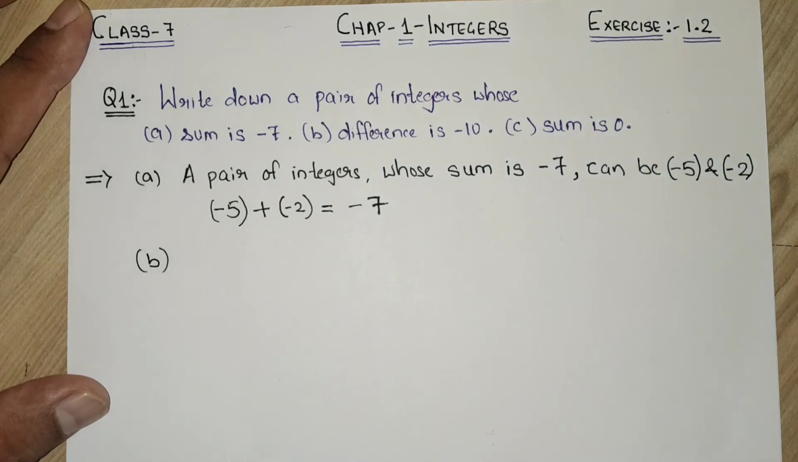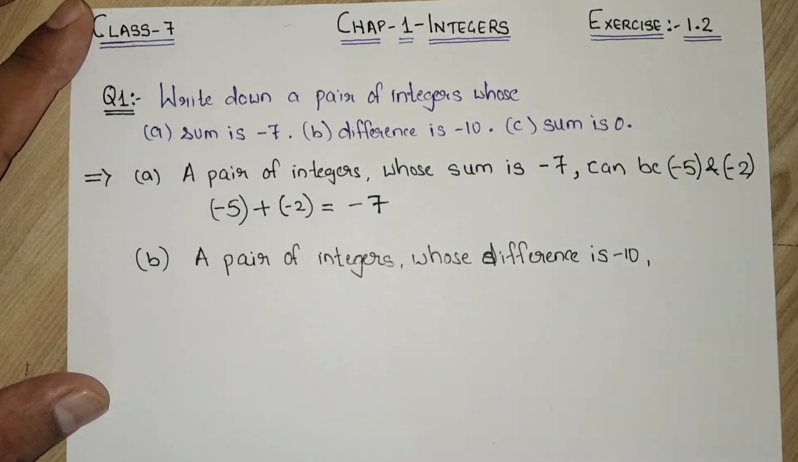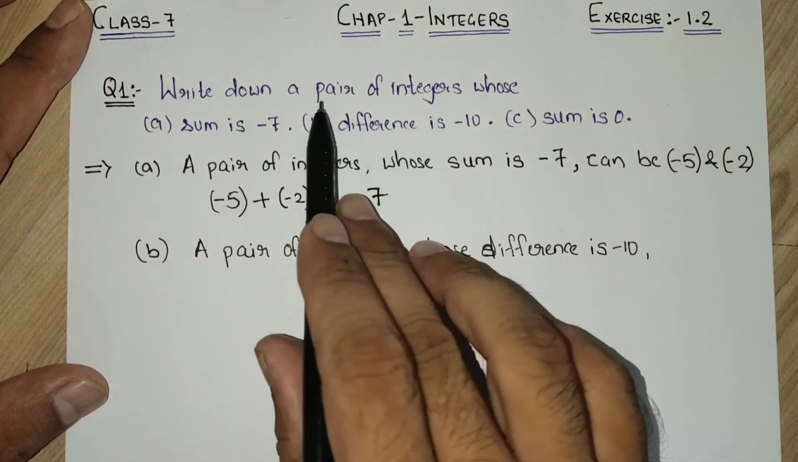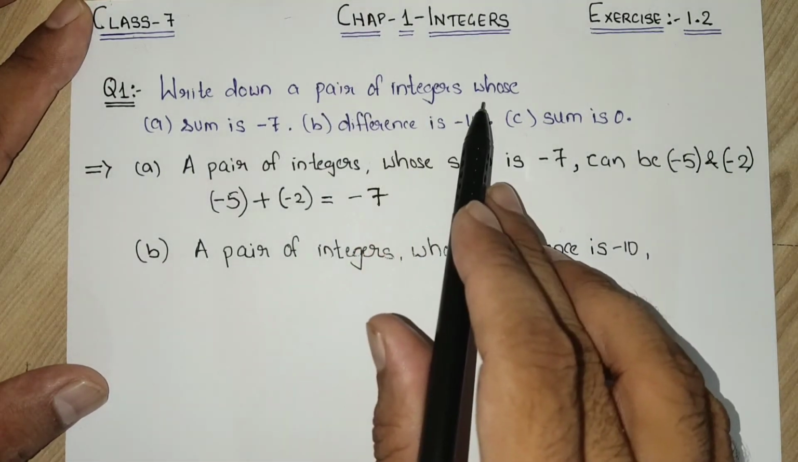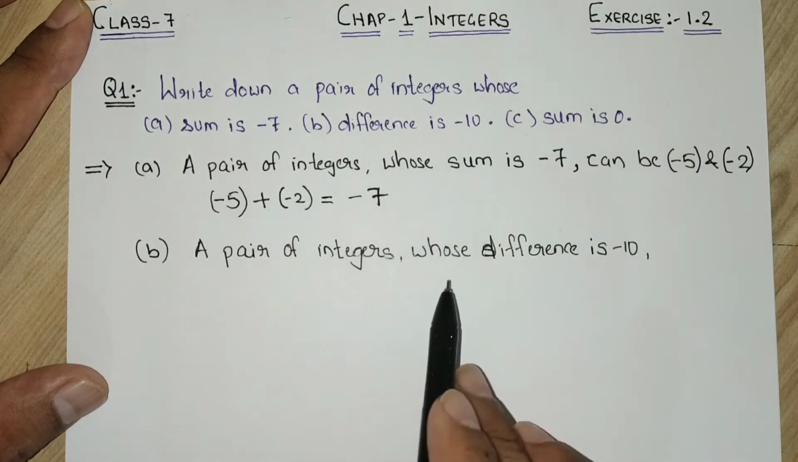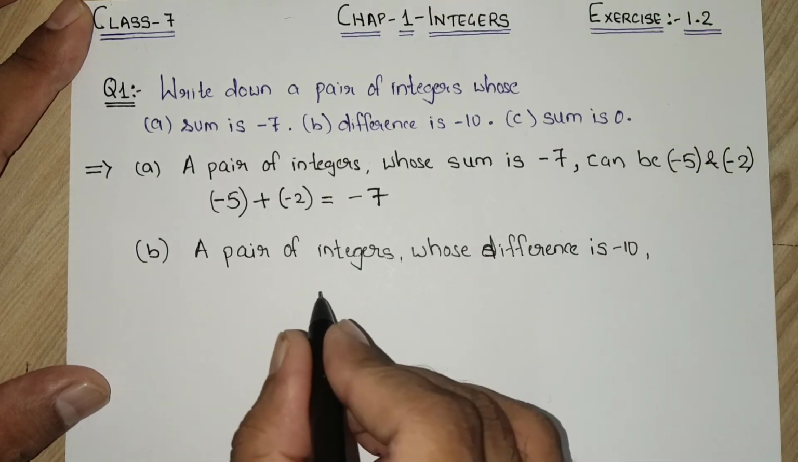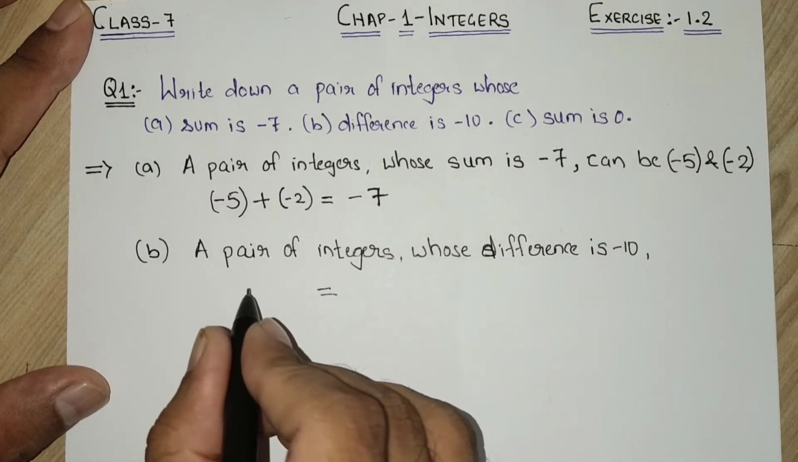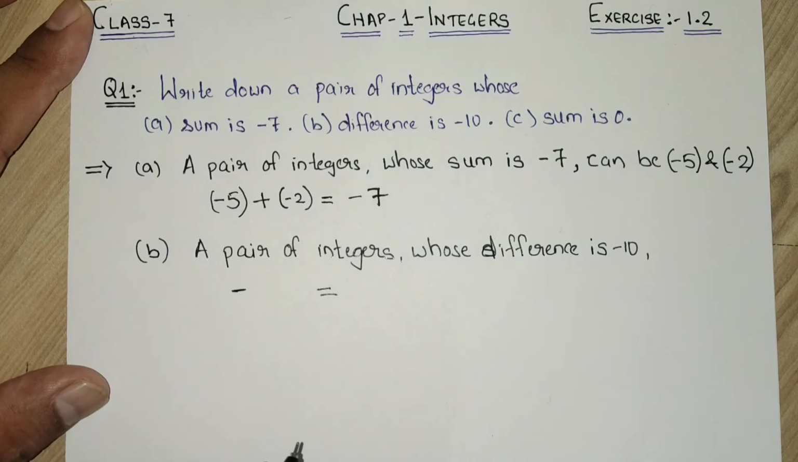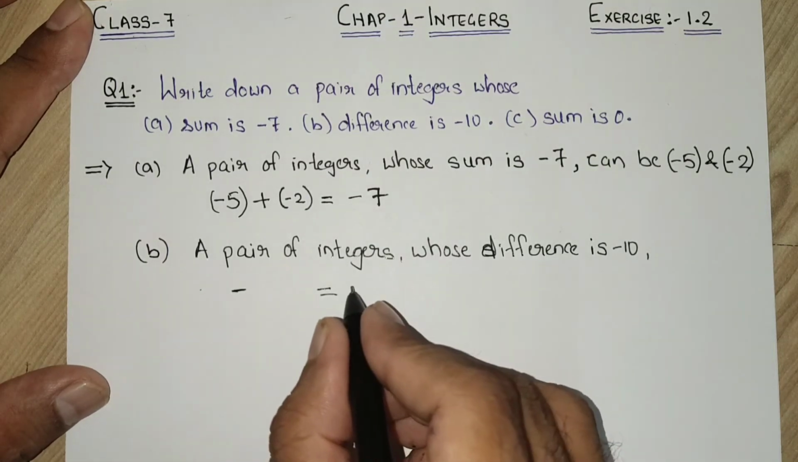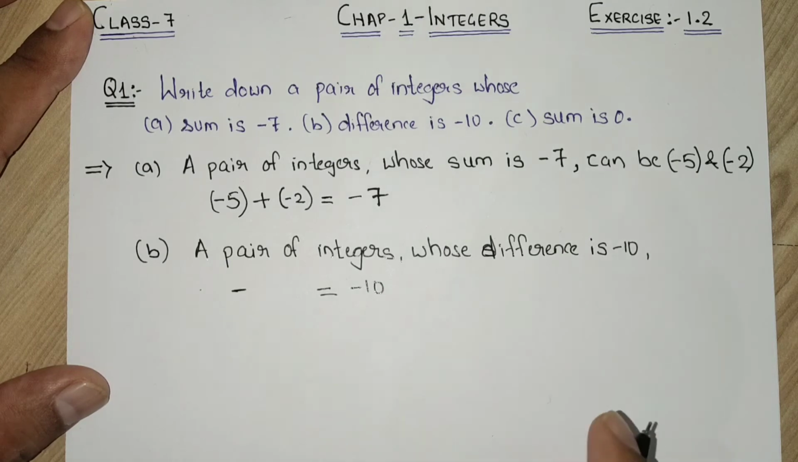Let me first write it down. Students, the question is before you: a pair of integers whose difference is -10. Now what are they asking us? We have to find the difference, that is subtraction, of two integers whose result will be -10. So can you give me two numbers whose difference will give me -10?